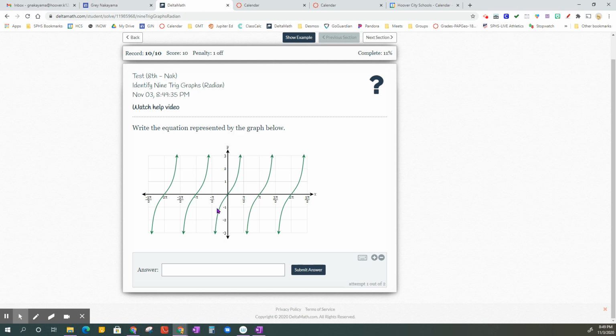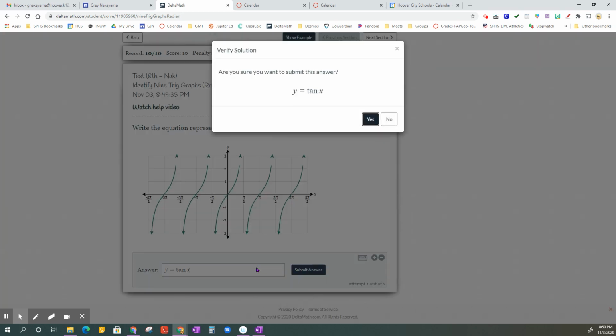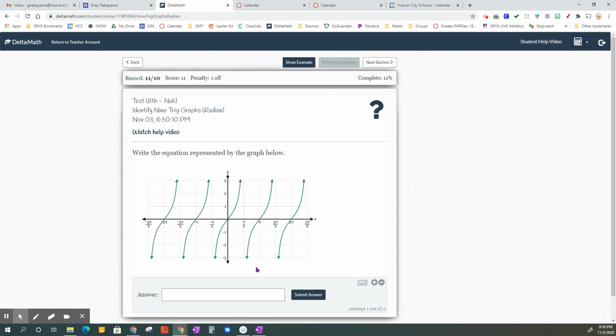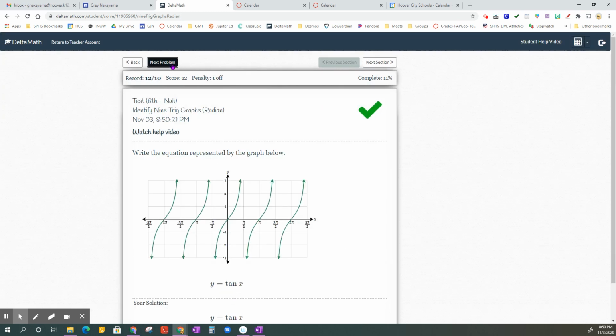So you're looking at this one and it straddles. So there's no shifts or anything like that. It's rising, and rising means it's y equals tangent of x. I've got to click in there. Y equals tan of x. Okay, another one. Well, that's the same one. It looks exactly the same. Y equals tan of x. It is rising.